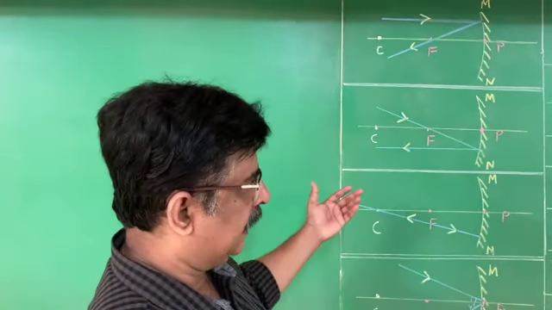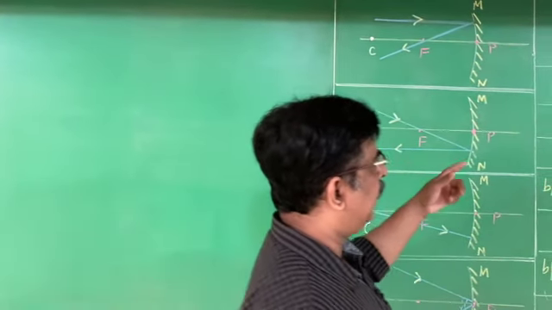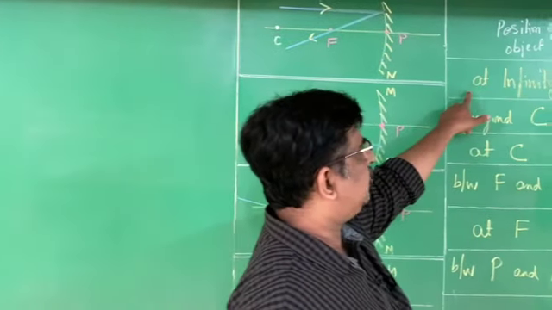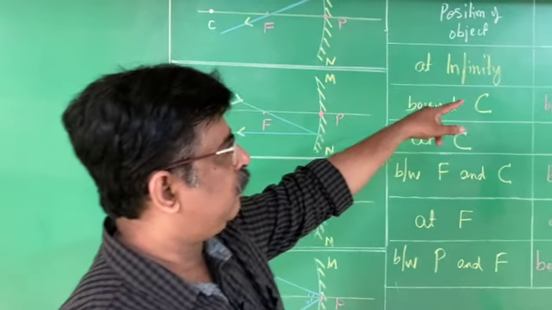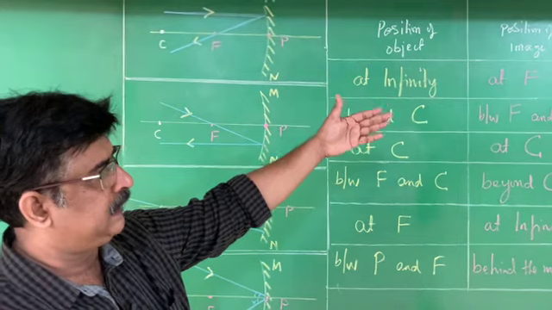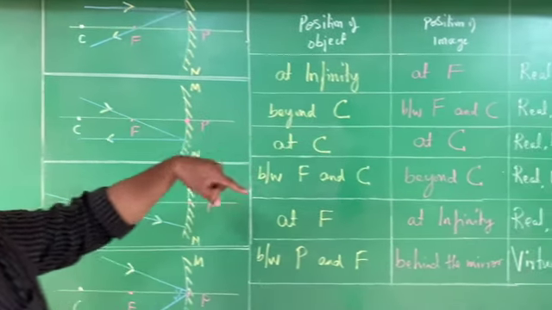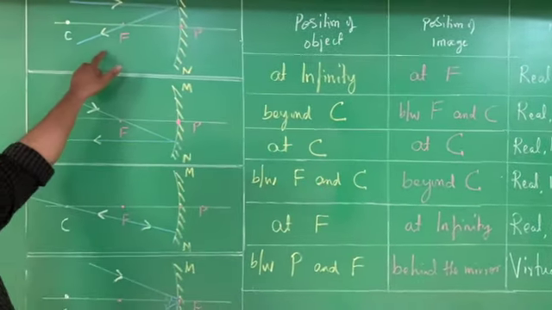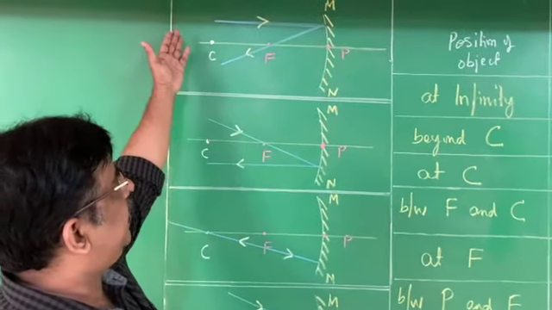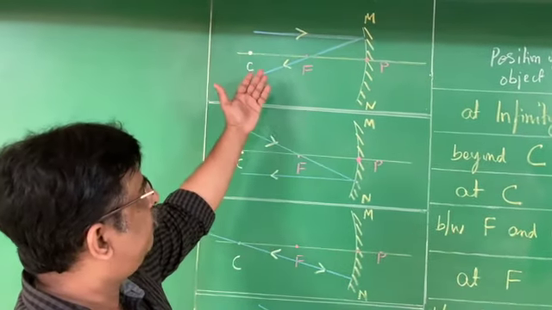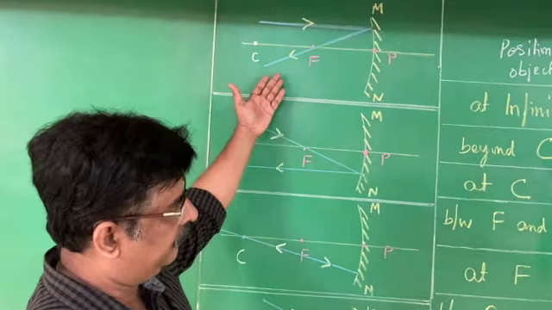Now, in the last class, I completed the ray diagram for when the object is placed at infinity: the image is going to form at F, and the image is real, inverted and diminished. For that purpose, I used condition number 1 twice, because the ray of light is coming from infinity, therefore we have to select this condition only.